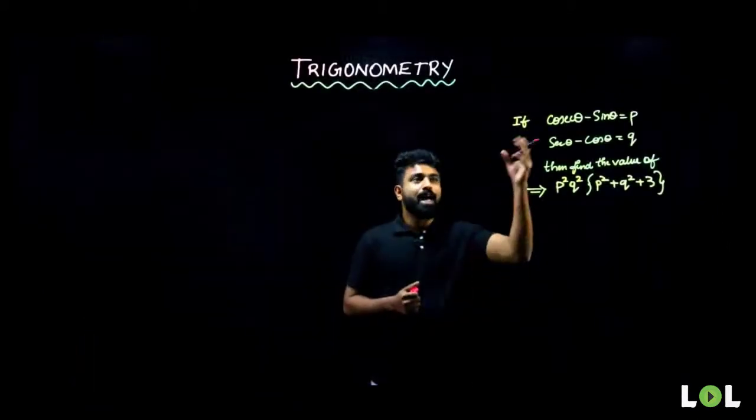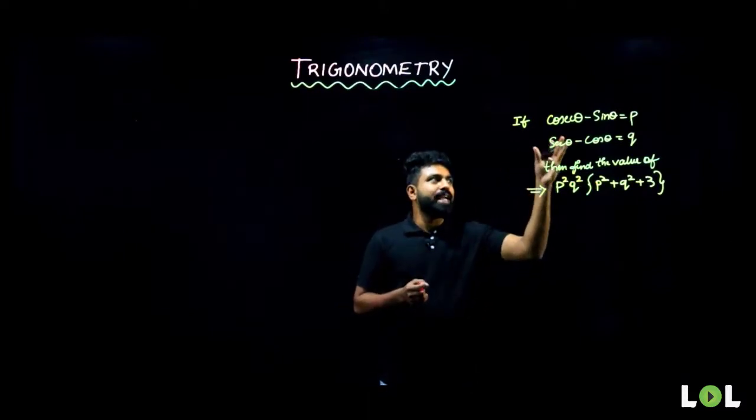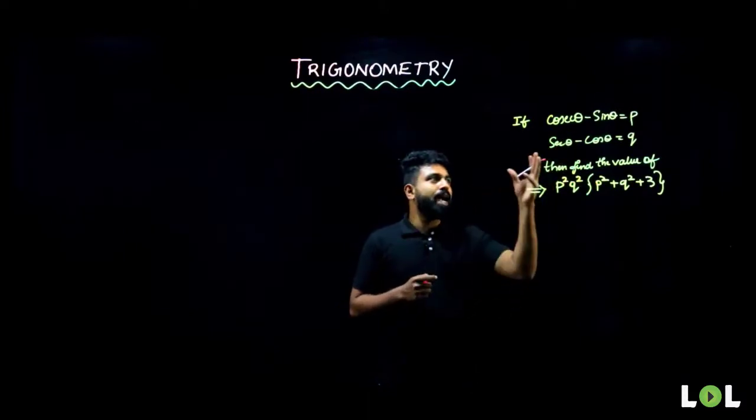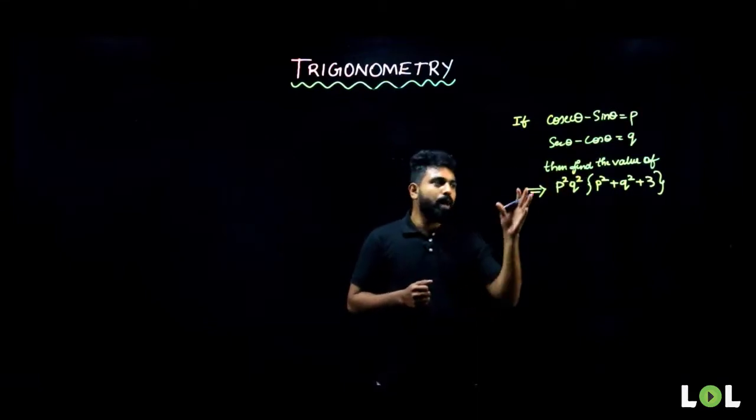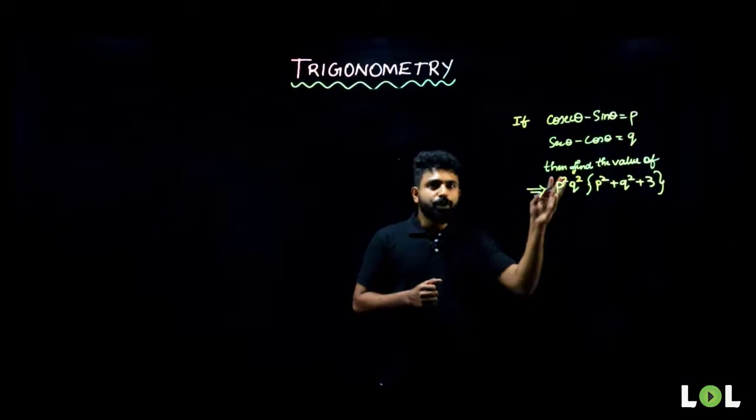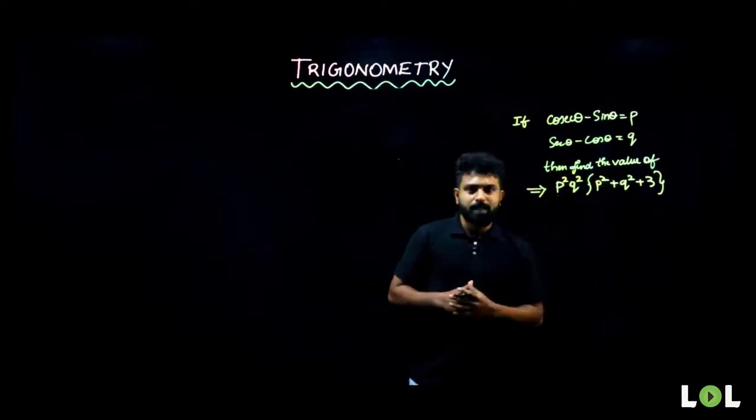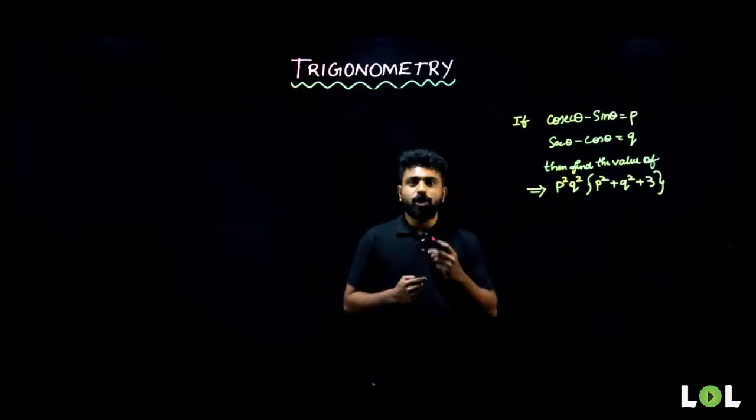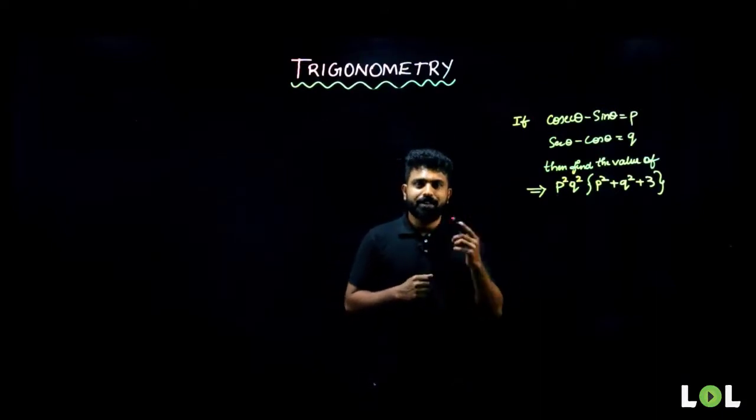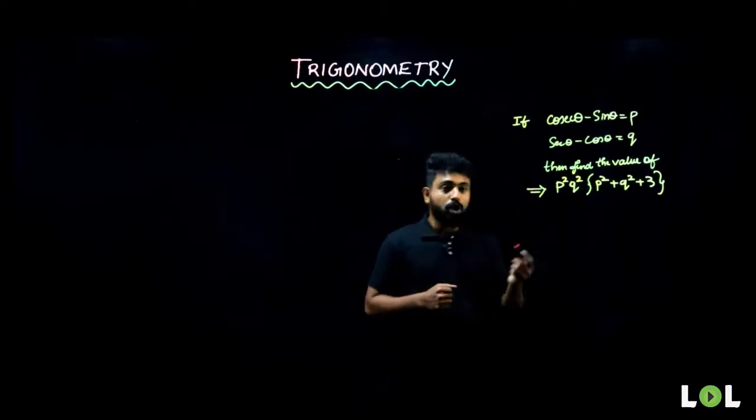Let us look at our last question for the day. What are they telling? Cosecant theta minus sin theta is equal to P and secant theta minus cos theta is equal to Q. And they are asking us to find the value of P square into Q square, the whole of P square plus Q square plus 3. So how to solve this problem? Again, this problem can be solved in two different methods. One is the traditional method, the other one is assuming the values. First, let us solve in the traditional method.